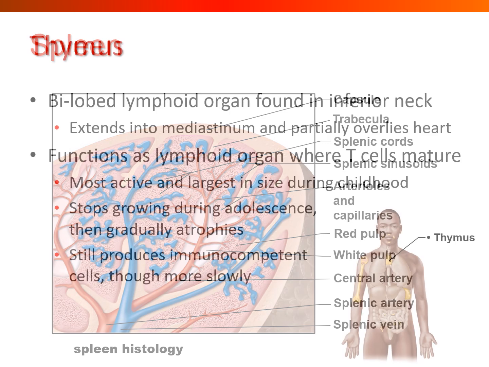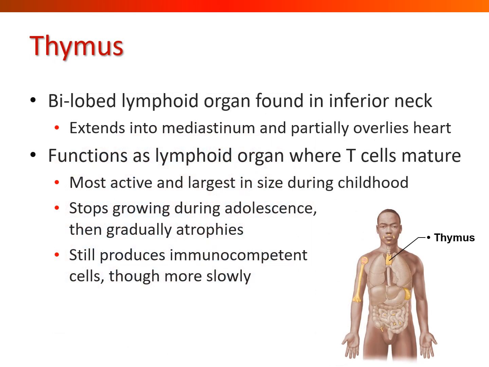I didn't say this earlier, but the spleen is a primary lymphoid organ, and the thymus is the other one. And then all the other organs that we're going to talk about, the lymph nodes and tonsils, those are secondary lymphoid organs. So the spleen and the thymus are your primaries.